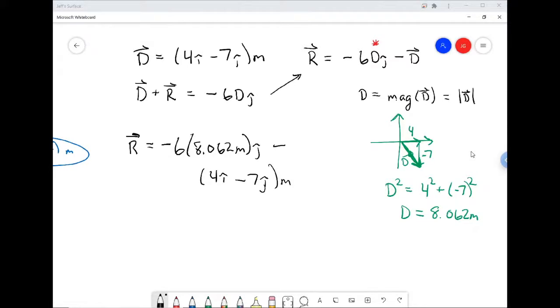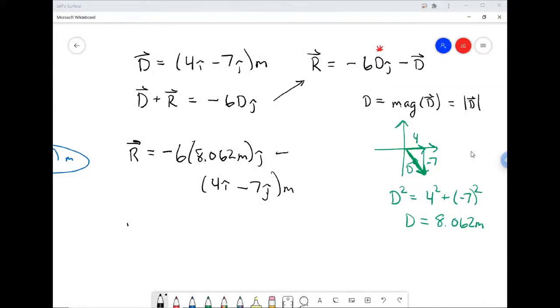All right, so what I'm saying here is let's group the x components together. This first term doesn't have an i hat component. So the i hat component, the x component of the total, is just going to be minus 4.